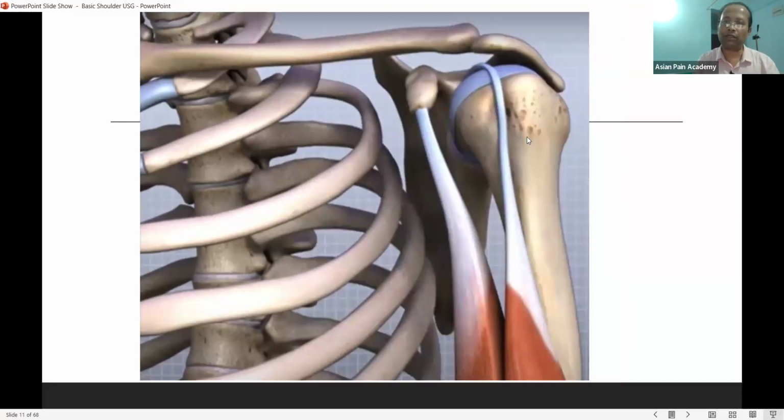Here, one important thing: you can see that this long head of biceps is going through a groove. This groove is called the bicipital groove. Lateral to the bicipital groove is the greater tuberosity. Medial is the lesser tuberosity. As I told, the subscapularis muscle will start in the subscapular fossa and come up to the lesser tuberosity, whereas the other muscles, supraspinatus, infraspinatus and teres minor, will come from backward or upward and reach the greater tuberosity area.